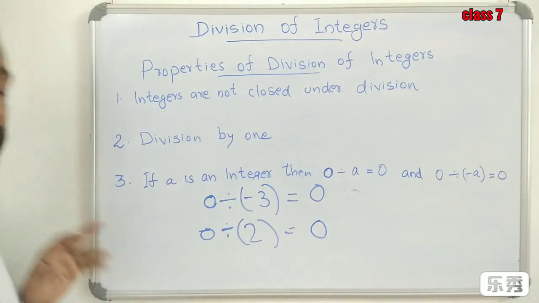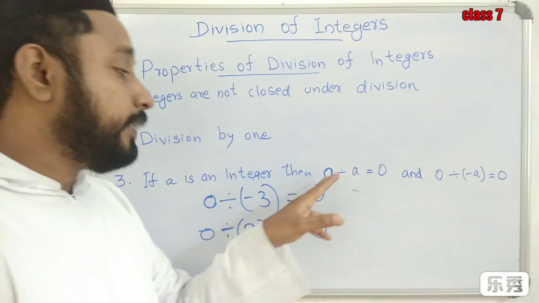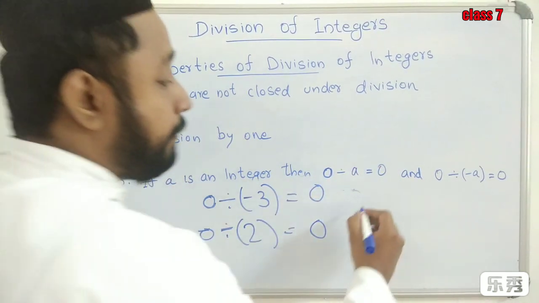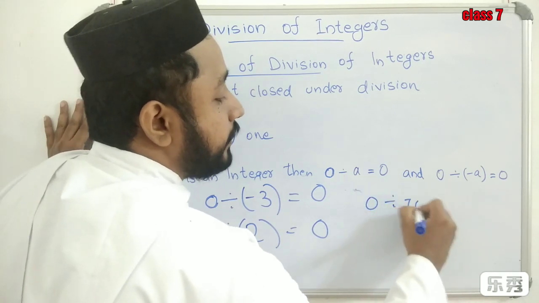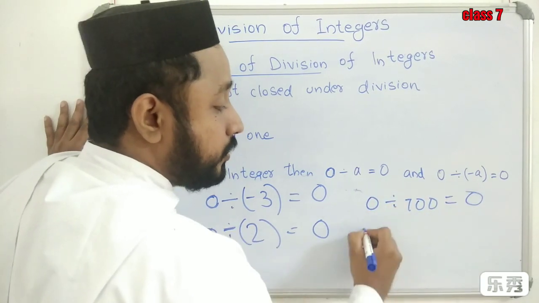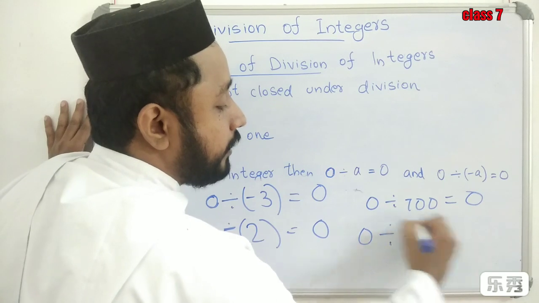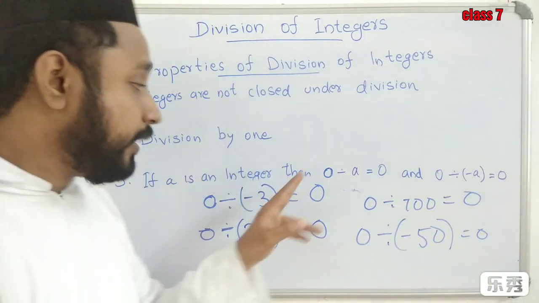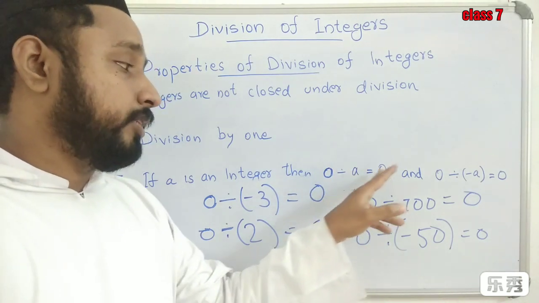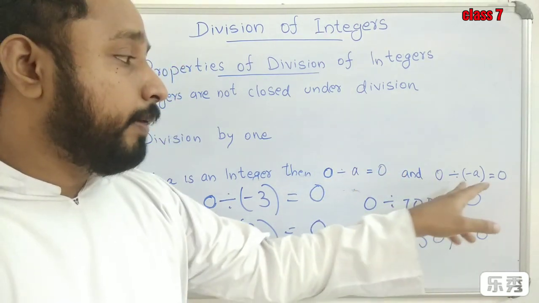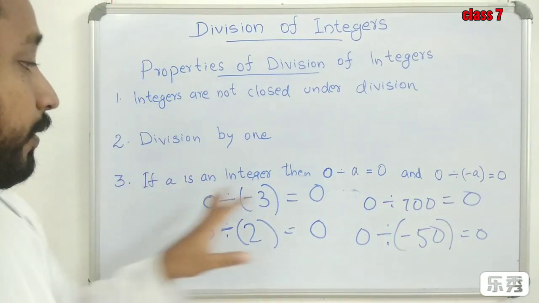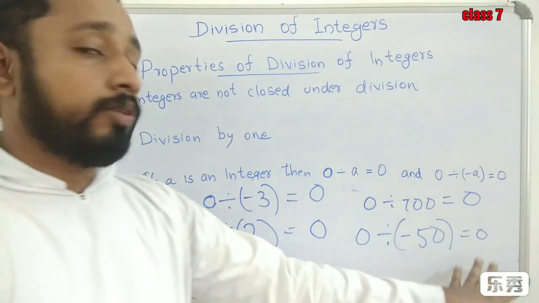So in general, we can say that if a is an integer, then 0 divided by a is equal to 0. 0 divided by 100, the answer is 0. 0 divided by minus 50, the answer is 0. So if a is an integer, then 0 divided by a is equal to 0, and 0 divided by minus a is also 0. So when we divide 0 by an integer, the answer is always 0.